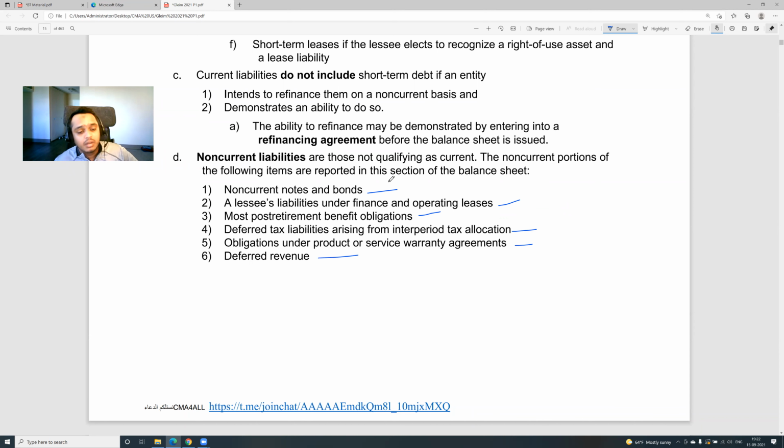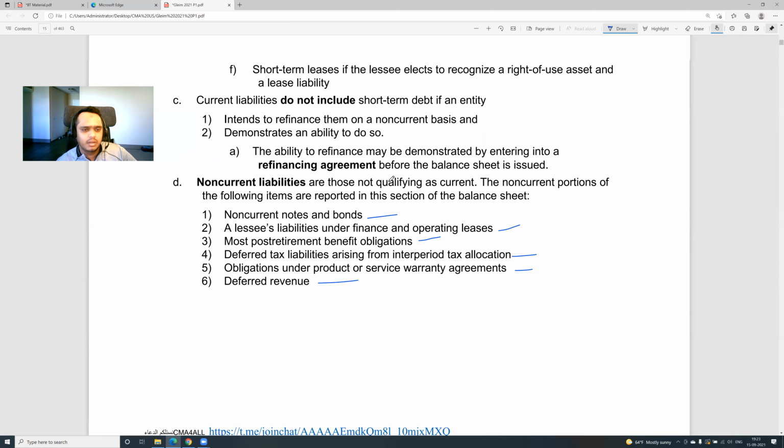So what is that other obligation? Other obligations. Where is it? Yeah, the last point of current liability.